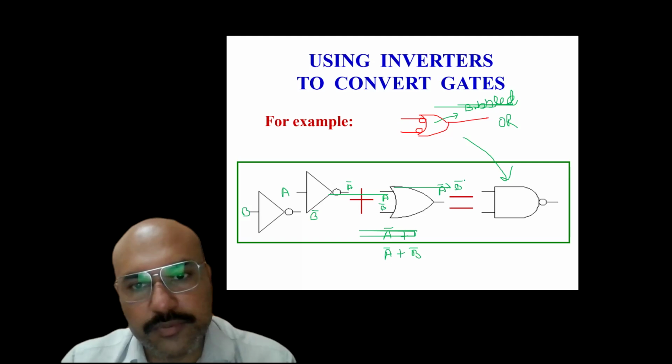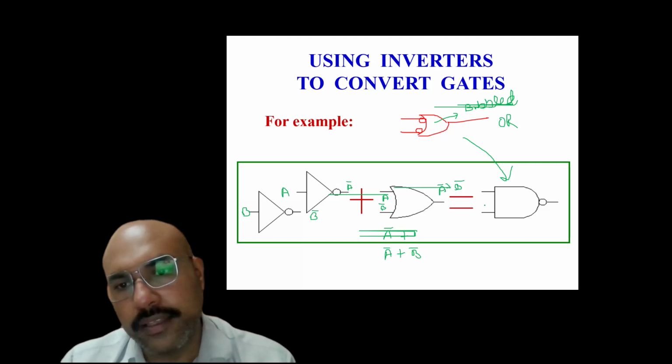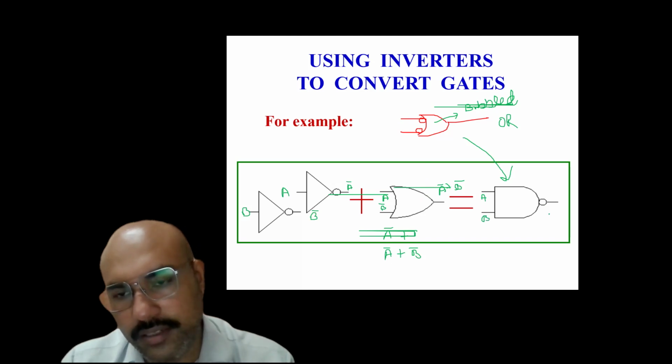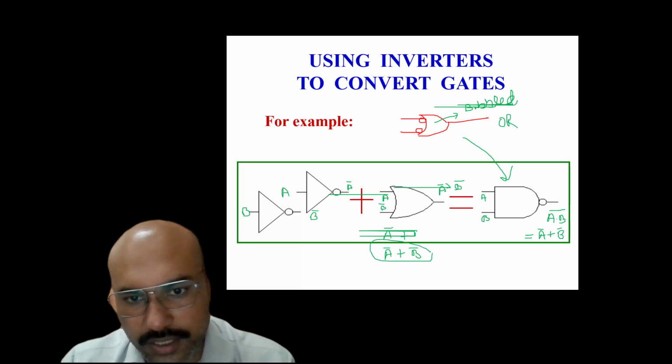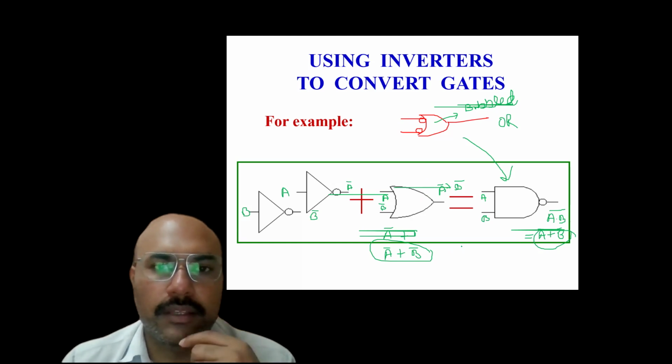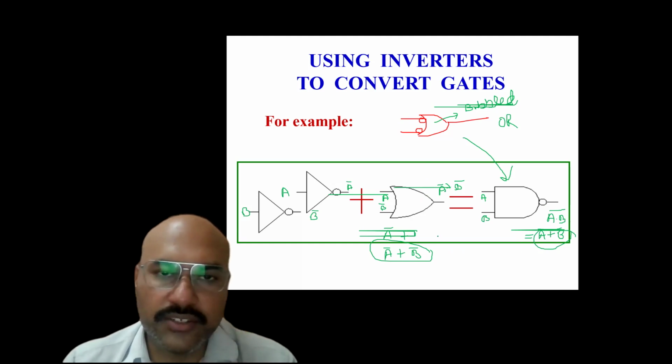If I am getting A bar plus B bar from this bubbled OR gate, then what can be the output here if I apply A and B here? If this is an AND gate, I will get A dot B whole complement. If I apply De Morgan's law and remove this complement, it will become A bar plus B bar. So you can see both outputs are the same, so they can be replaced with each other.